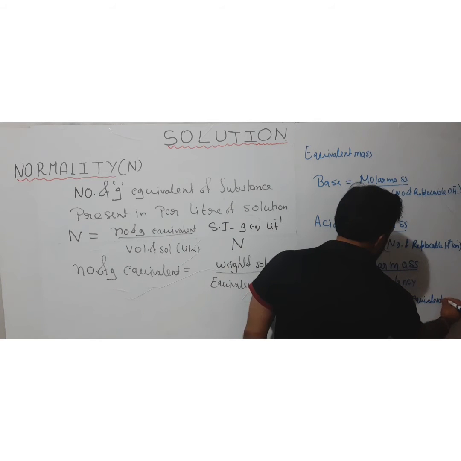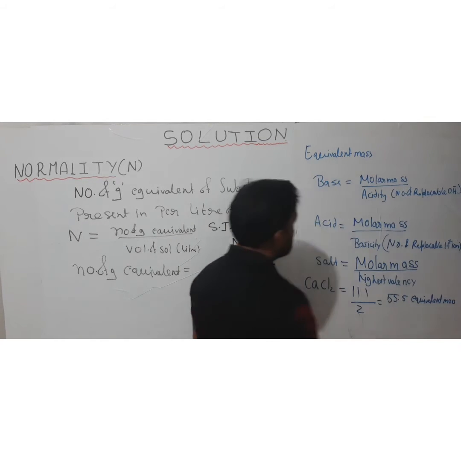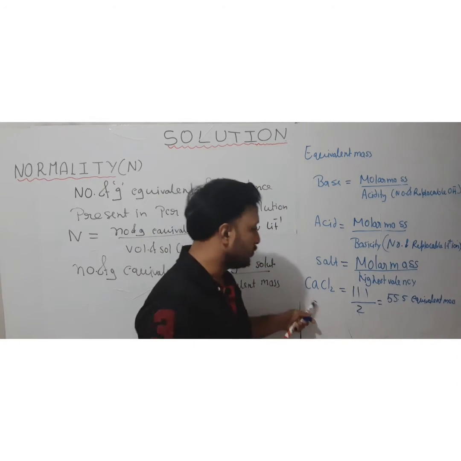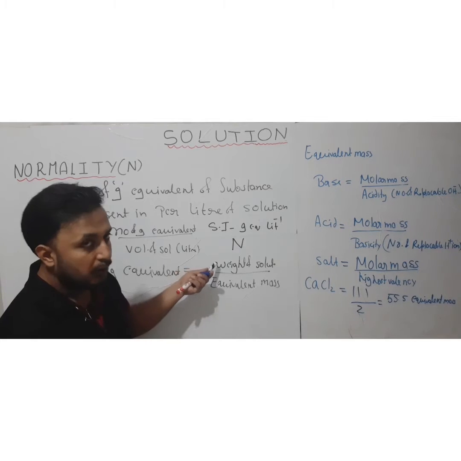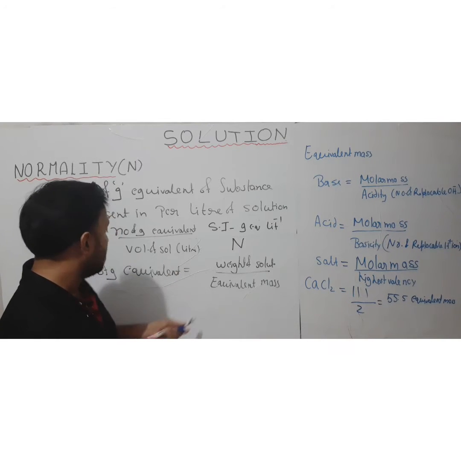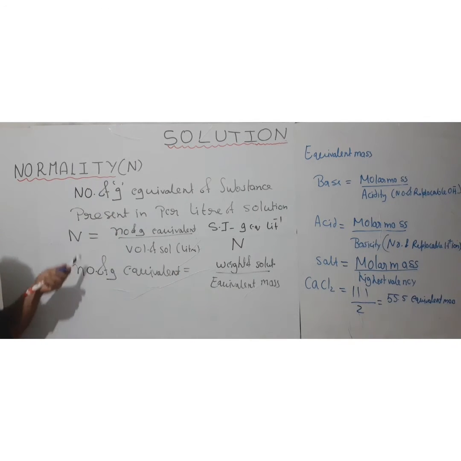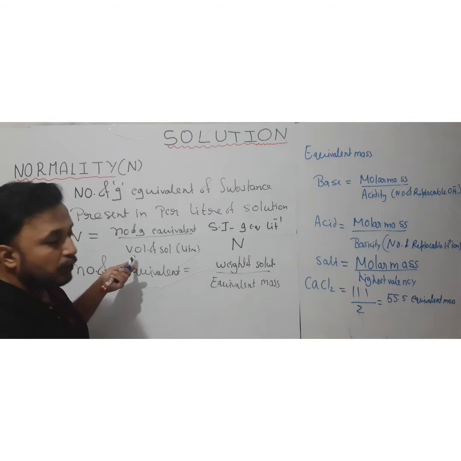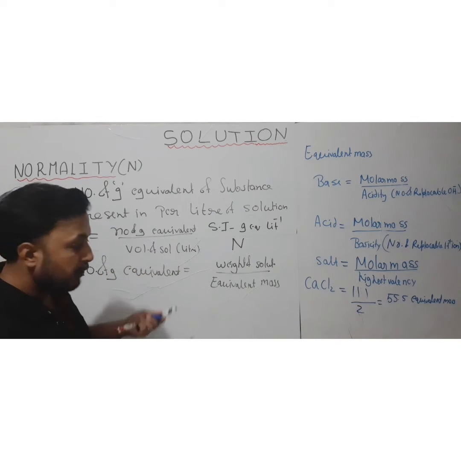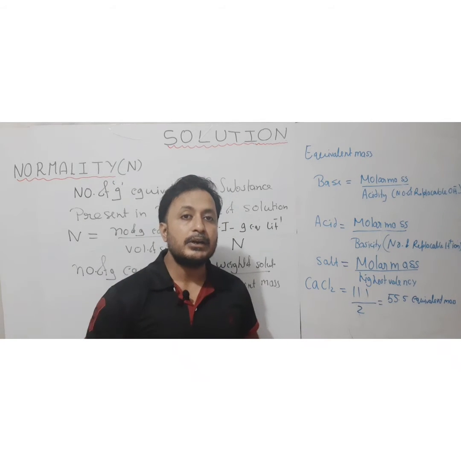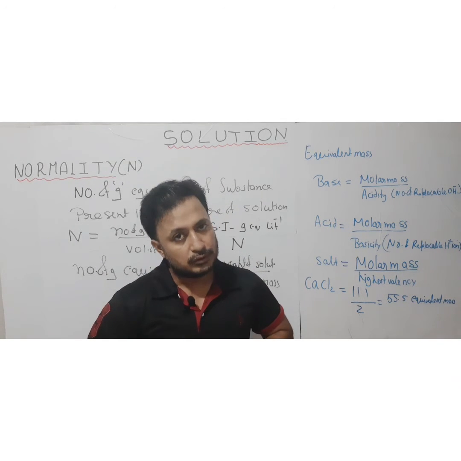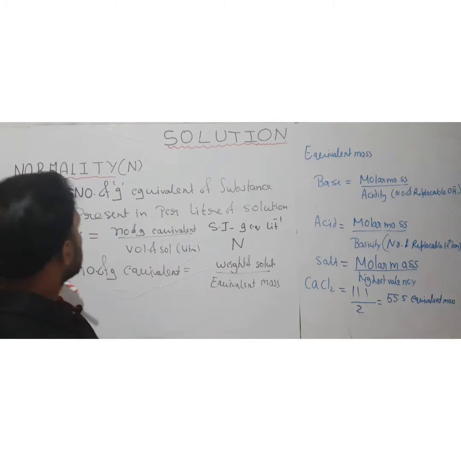So that is the way of calculating the equivalent mass for base, acid and salt. Once you find the equivalent mass, you can put it here, and whatever the weight of the solute is given to you, you can use that to find the number of gram equivalent. Number of gram equivalent will be divided by the volume of solution in liter. If the volume of solution is in liter, it's okay, otherwise convert it into liter by dividing it by 1000. So that is what normality is all about.